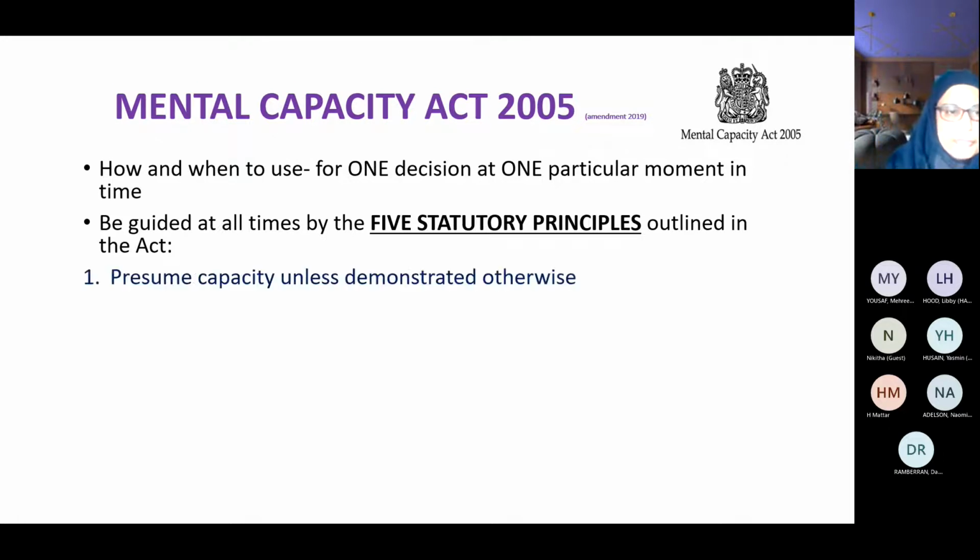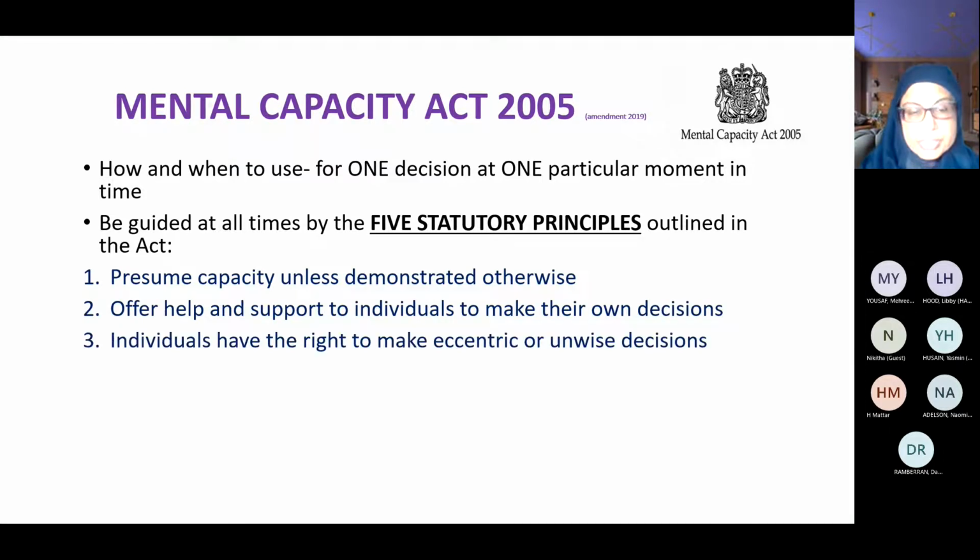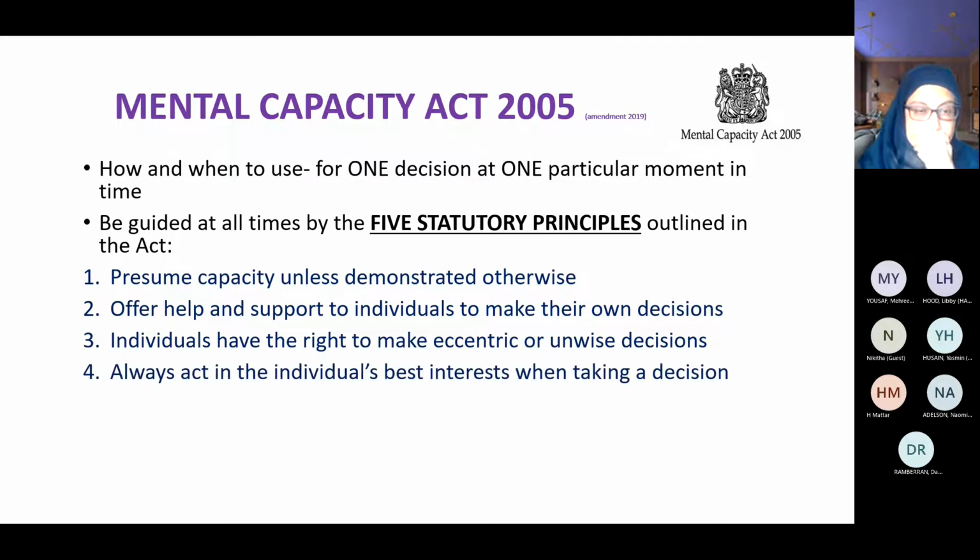Okay, so I'll put you out of your misery. The first one is that you always presume capacity unless demonstrated otherwise. In other words, the onus is on us to prove that the patient doesn't have capacity. The patient doesn't have to prove whether they've got capacity or not. We offer help and support to individuals to make their own decisions. Individuals do have the right to make eccentric or unwise decisions. Even from where we're standing, from our point of view, we think, no, this isn't wise, this is risky, it's dangerous. But if a person has mental capacity, they are allowed to make those sort of decisions for themselves.